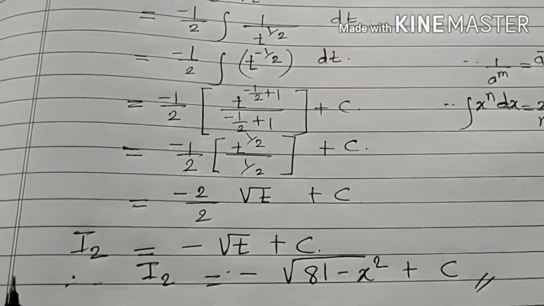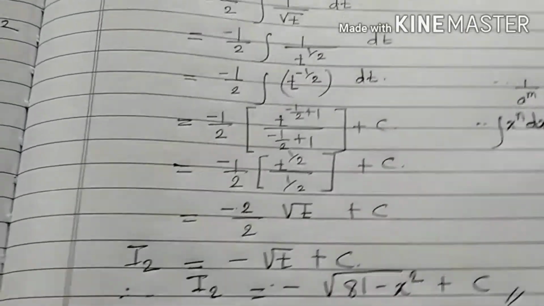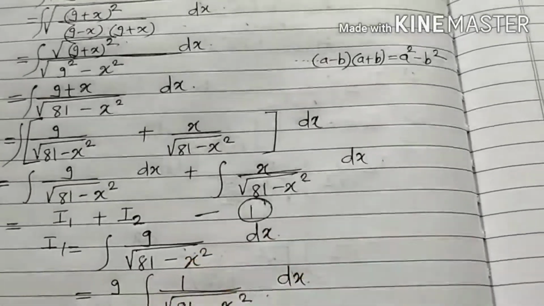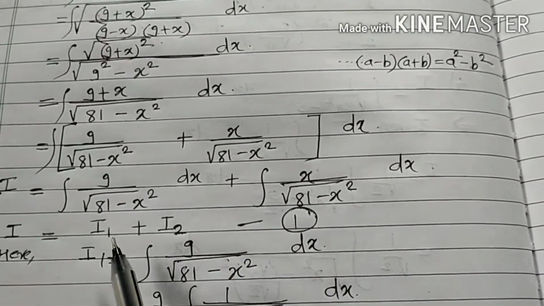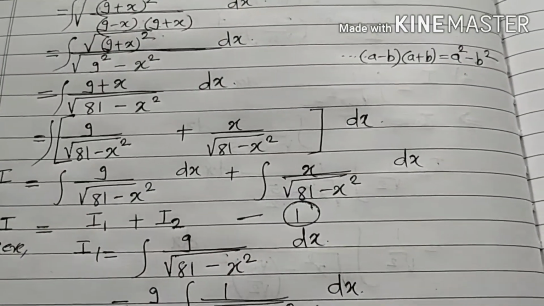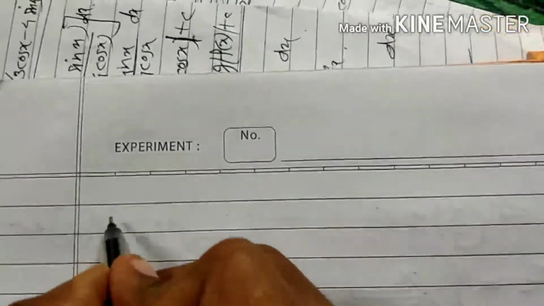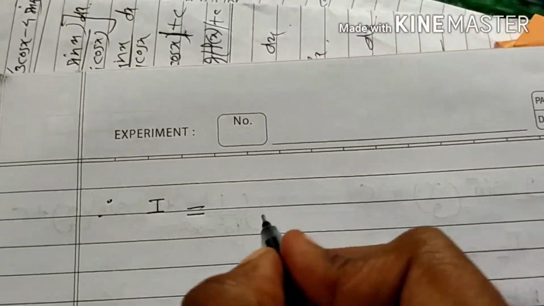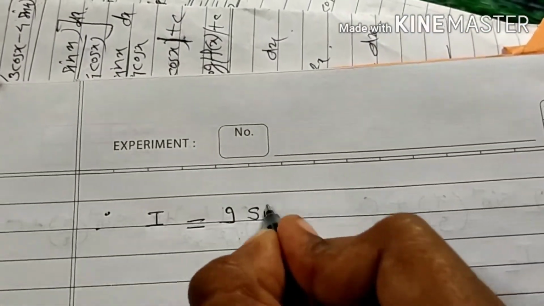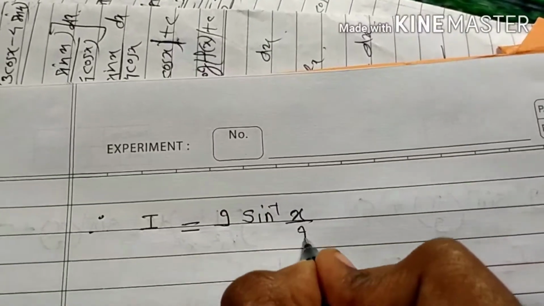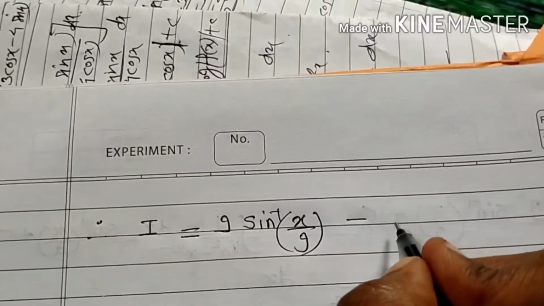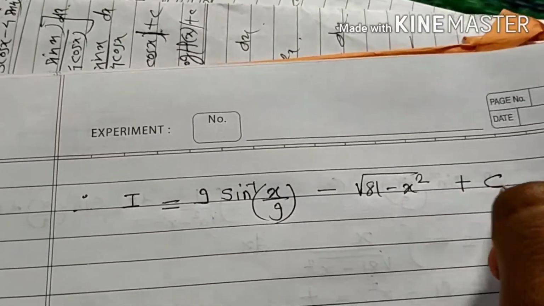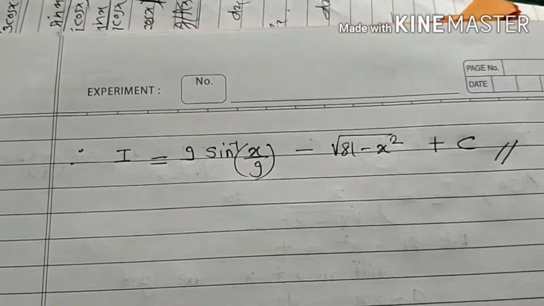Now put that value of I1 and I2 in this equation I. What is the equation I? I1, give it equation 1. When you put the value of I1 and I2, then you get value of I. Therefore I is equal to 9 sine inverse x upon 9 minus under root of 81 minus x square plus c. So this is our answer.